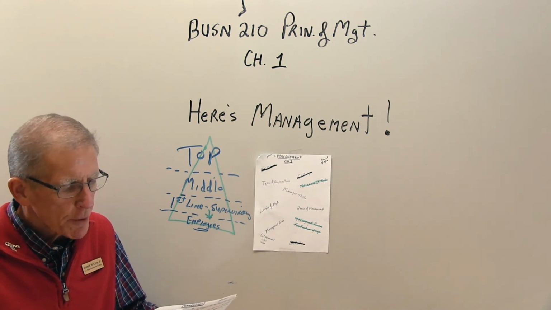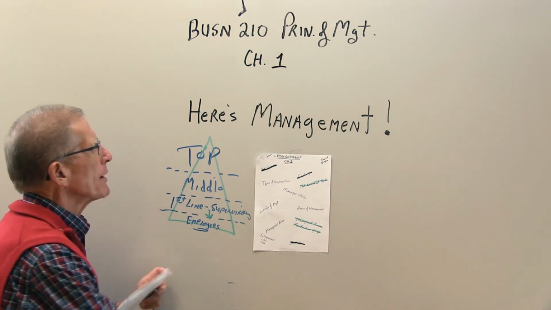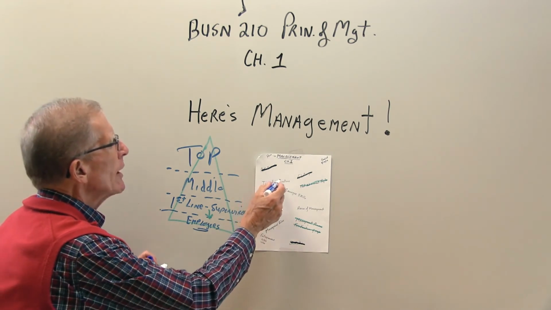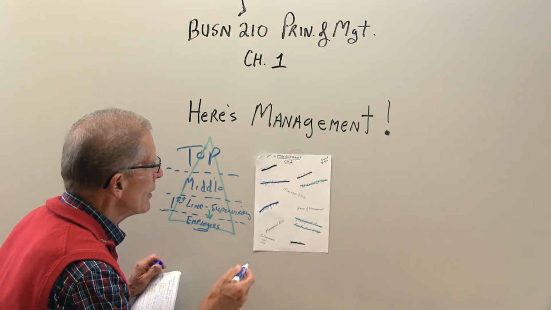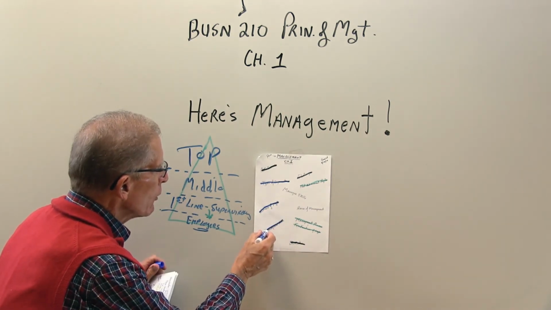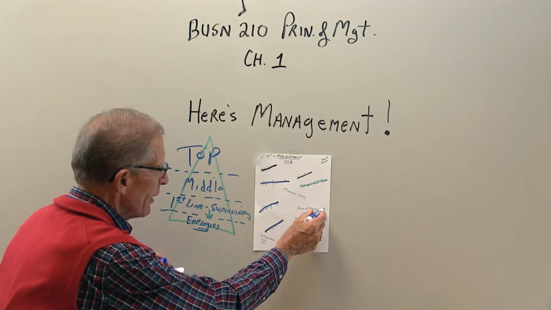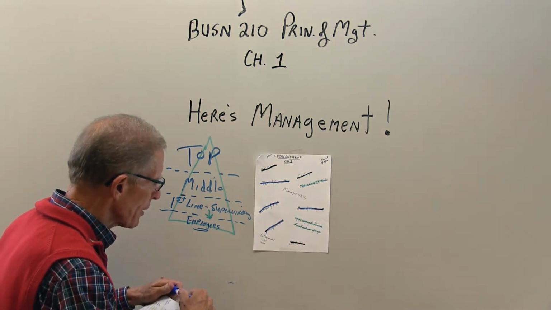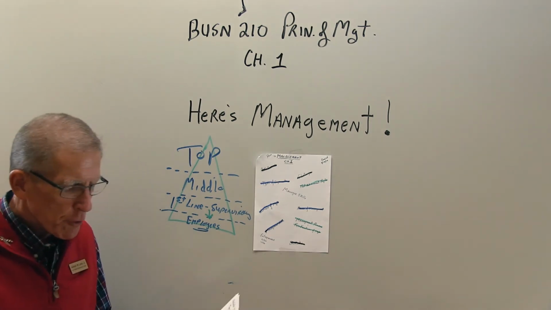Be familiar with the three different types of roles. I think it's time to look here. Types of organizations, we've done that. Levels of management, we've done that. Managerial roles, we've done that. Areas of management, we've done that. Hey, we're getting pretty close to the end of chapter 1. Let's see what else he talks about.